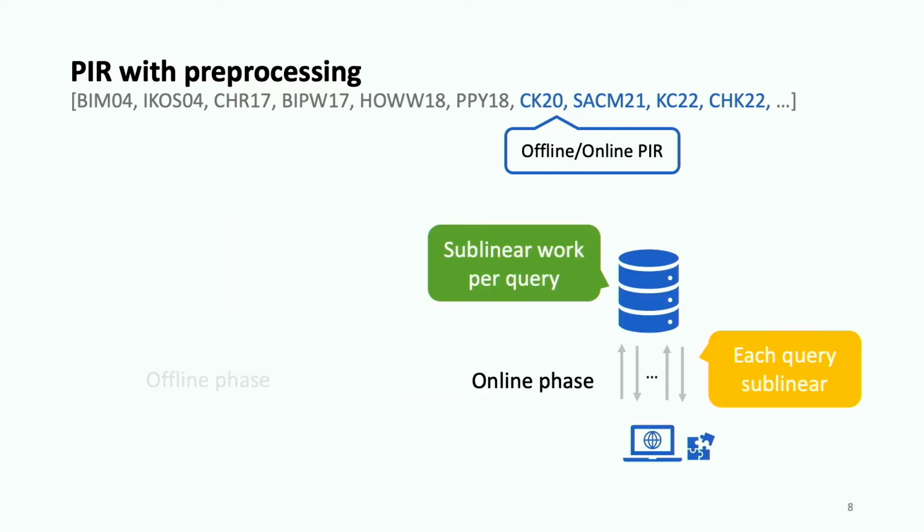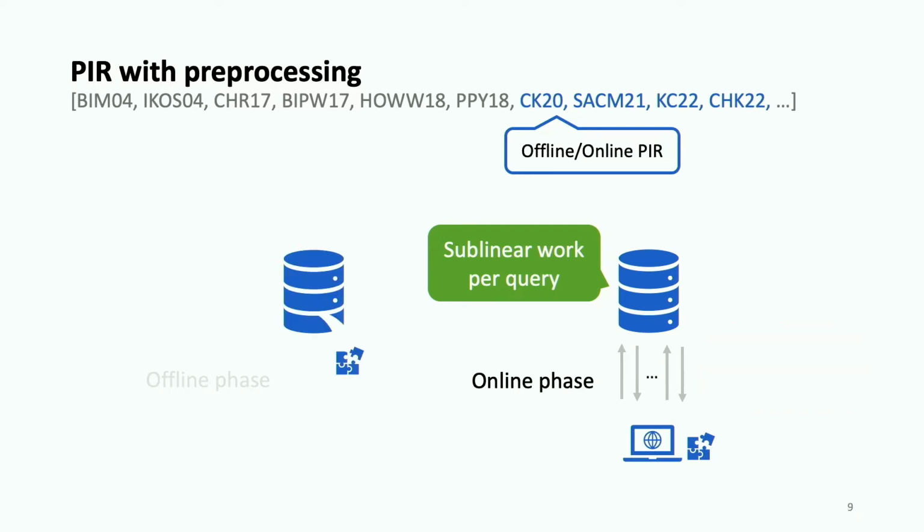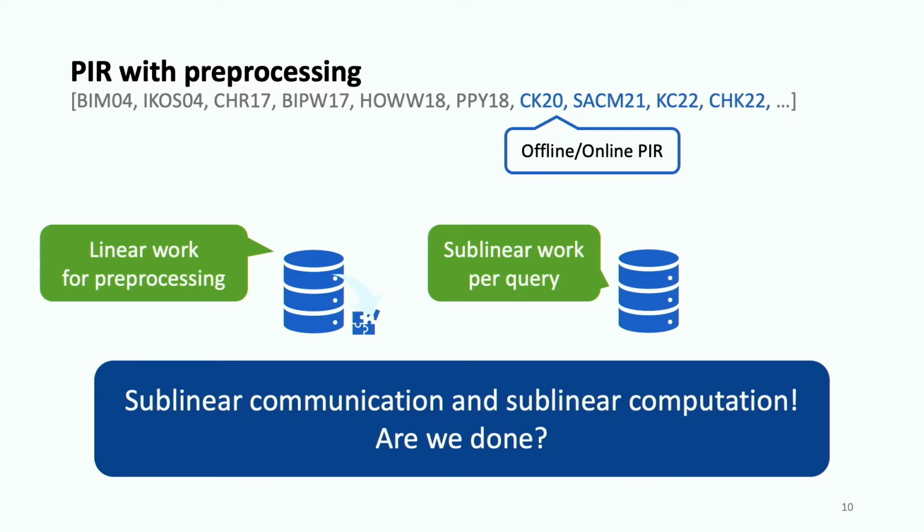Then in the subsequent online phase, the client can issue many queries to the server, and the server can answer each of them using only sublinear work. The hint and the database match in a way that the client can reconstruct the item it wants using the hint and the server's answers. So in short, these offline-online PIR schemes give us sublinear communication as in prior works, and the linear computation in the offline phase can be amortized over many online queries. So this also gives us sublinear computation.